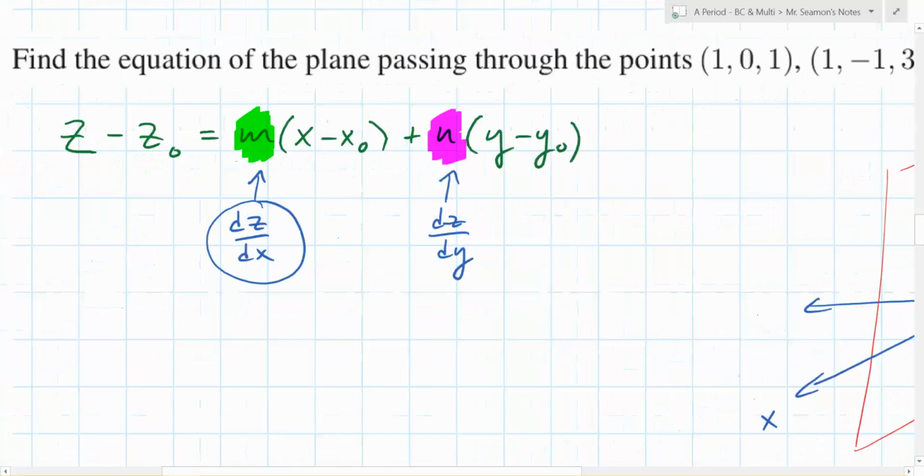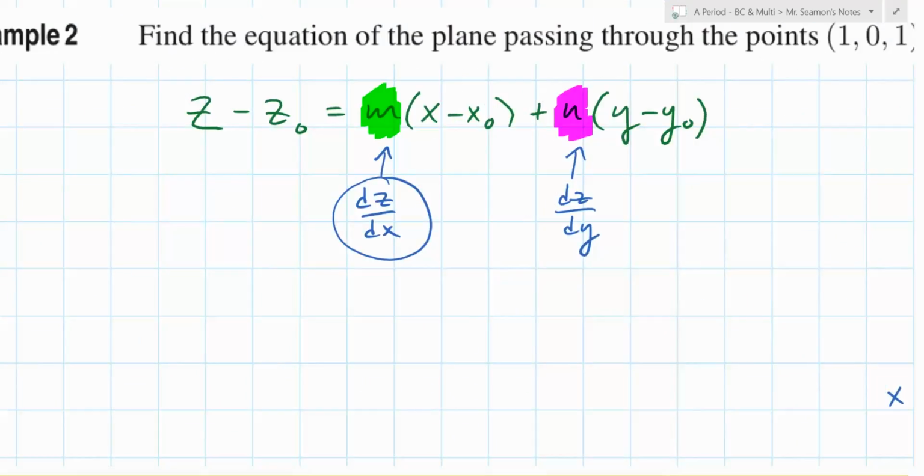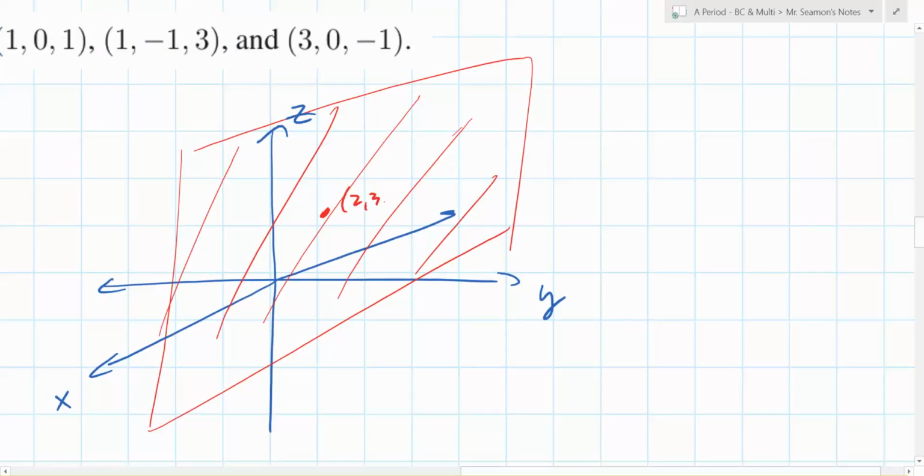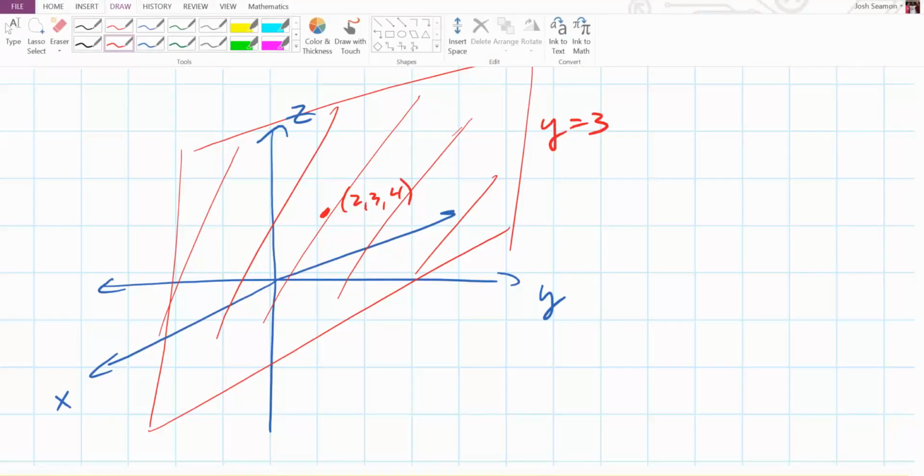So when we find dz dx, what is fixed? Y must be fixed. When we do dz dy, what must be fixed? X must be fixed. So what's the equation of that plane right there? Let's say that point right there was 2, 3, 4. What's the equation of that plane? Nope. Y is 3. Y equals 3.